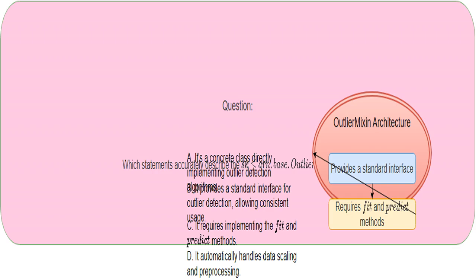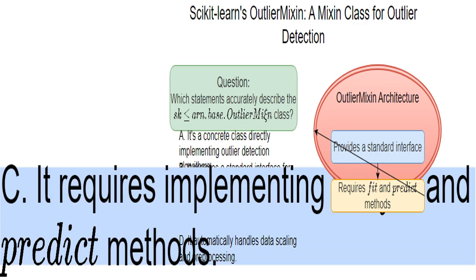I see that line refers to the overall topic, the OutlierMixin class in scikit-learn. It's a crucial part of the explanation because it sets the stage for everything else. We're going to explore what this special type of class does. This statement is correct. I'm focusing on this one because it's about the core functionality that any class using OutlierMixin must have. Think of fit as the training phase of a model, where the model learns from the data, and predict as the phase where you use the trained model to make predictions, here, identifying outliers.